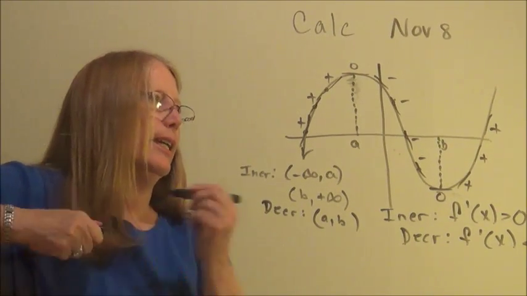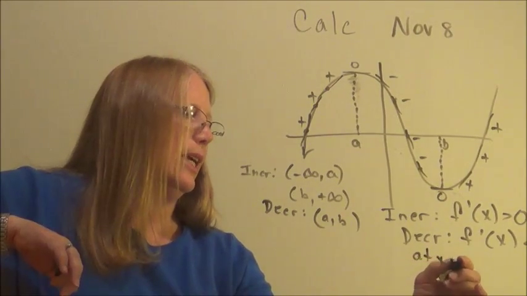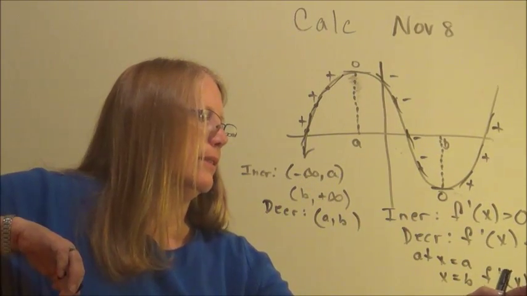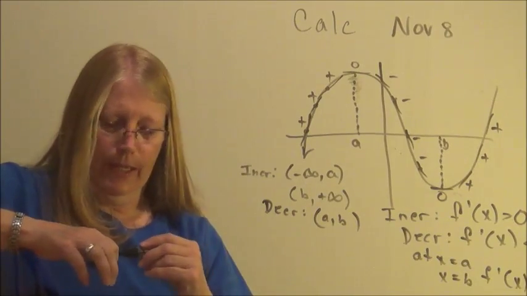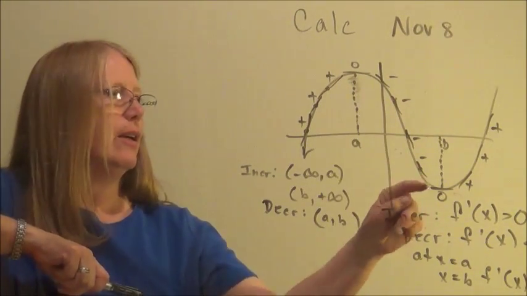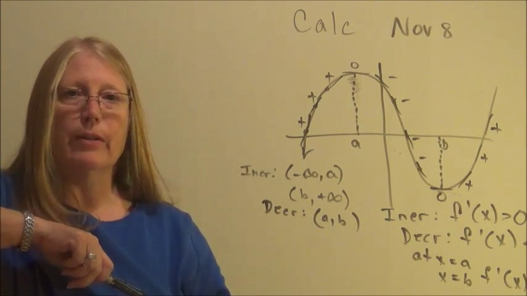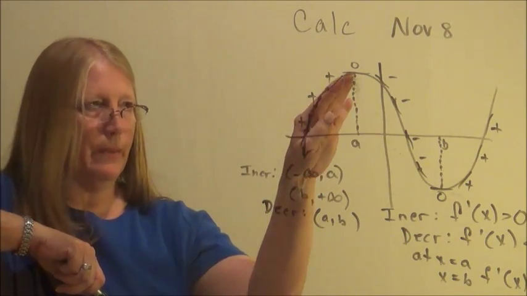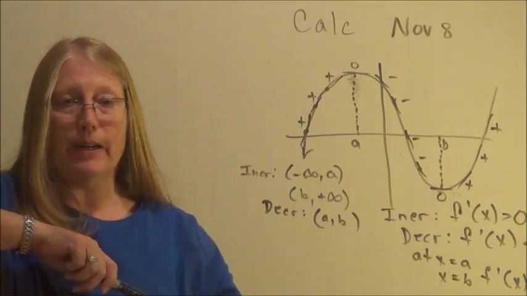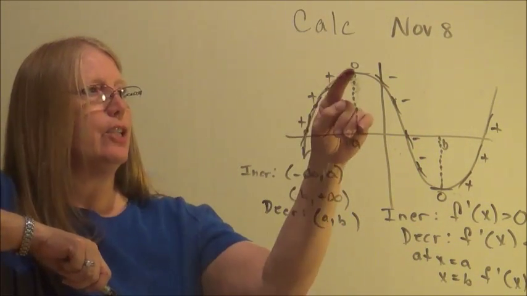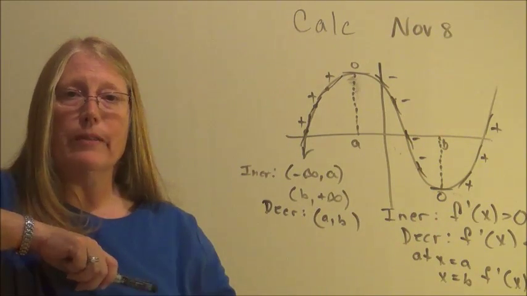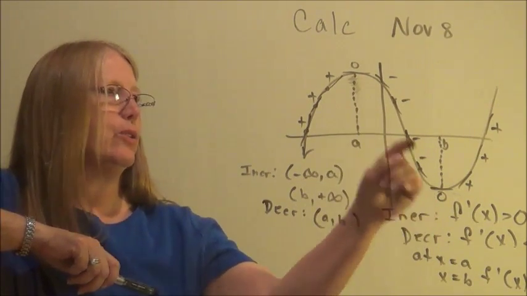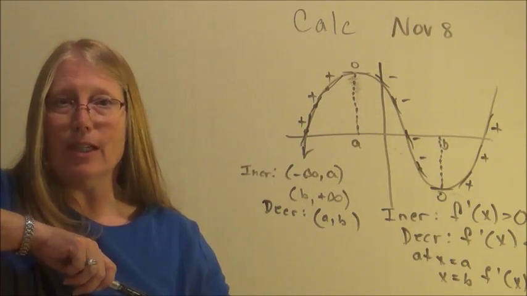At x equals A and at x equals B, the function's derivative is zero. So these spots where the derivative is zero actually mark the change between the positive sloping part of the function and the negative part of the function. So we have the slope changing at these points. Those points are where the derivative of the function is zero. So these are going to be the change points, the switching points.